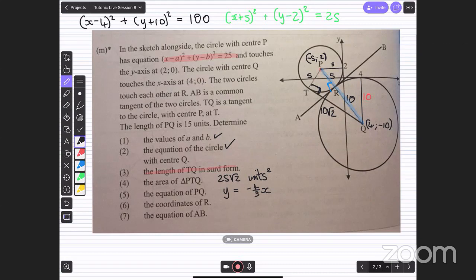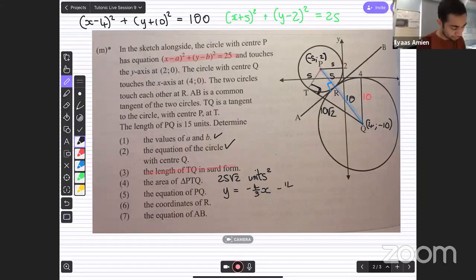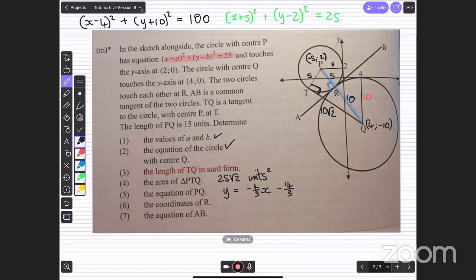Y is equal to -4/3 x - 14/3. If you sub in 4, it's -16, -30/3, -15. Okay. The coordinates of R. Isn't that at the point of intersection?